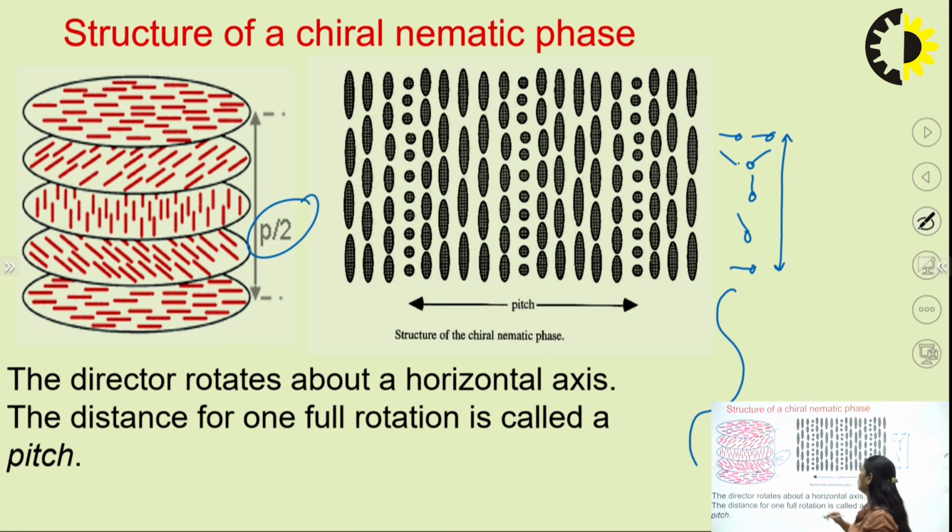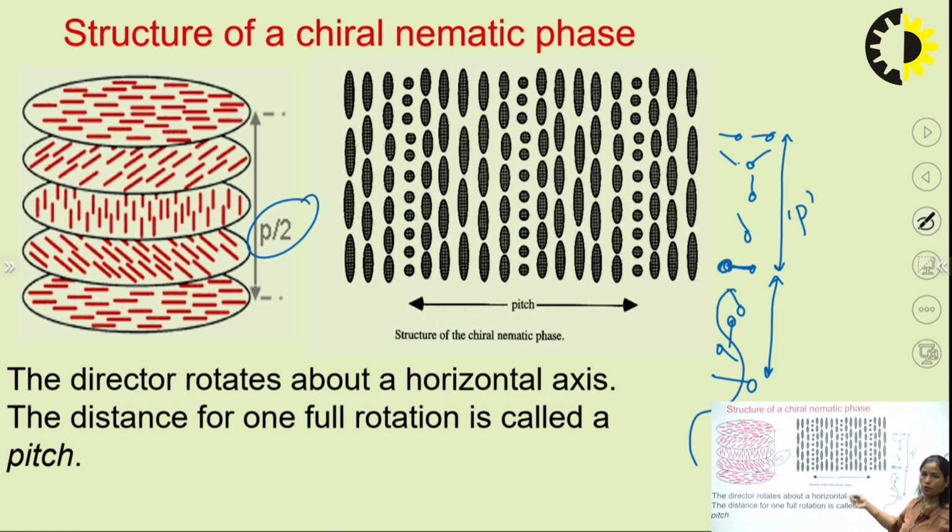And when the molecule shows exactly the same appearance, like this, exactly the same way, one more half, it is known as P, pitch length. So what we are saying is that if the director rotates about a horizontal axis, the distance of one full rotation is called pitch length, which is a very important property of the chiral nematic phase.